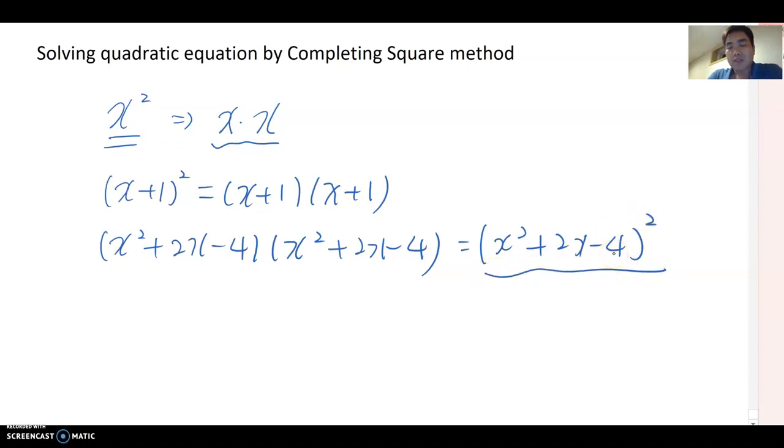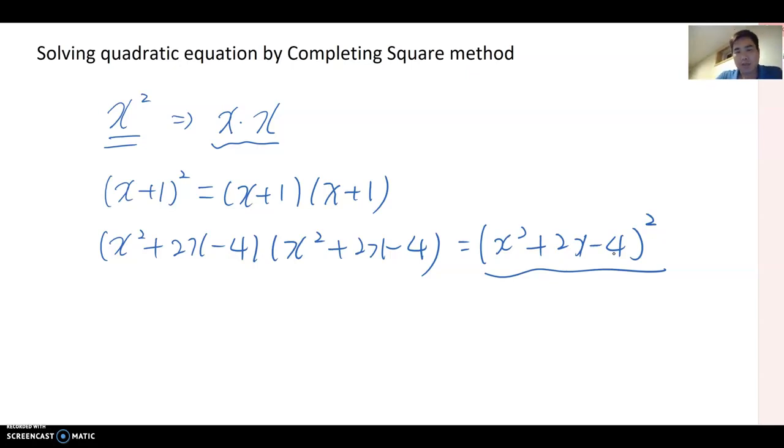So like this, the same thing happened twice at the same time. We can rewrite it as something to the square power. That we say completing square form. Okay. Then the meaning of solving an equation by completing square form is that we're going to make one side look like something squared, and then solve the equation.